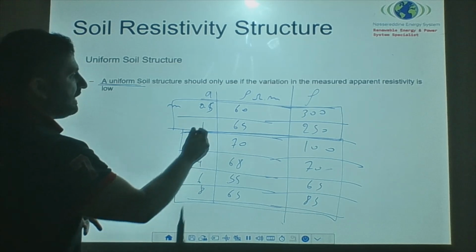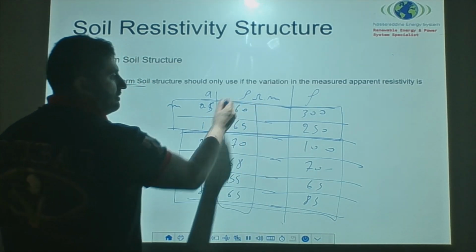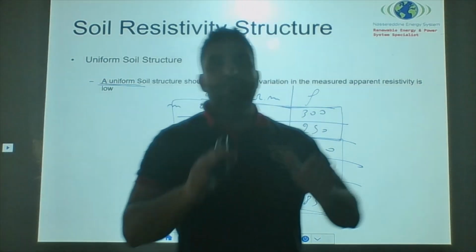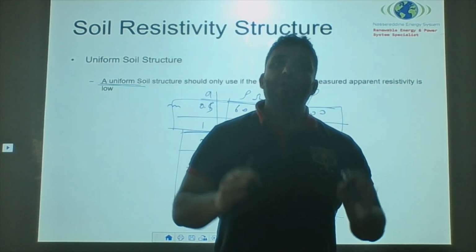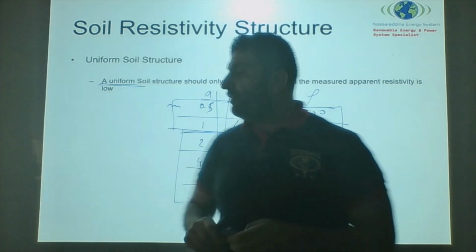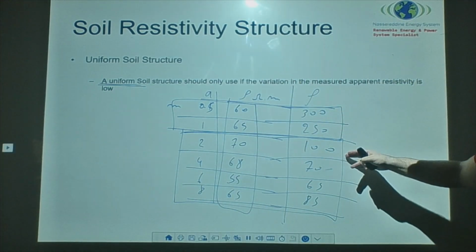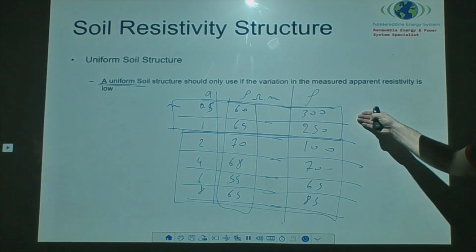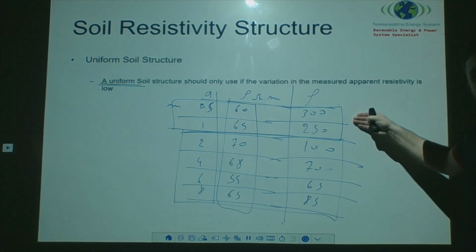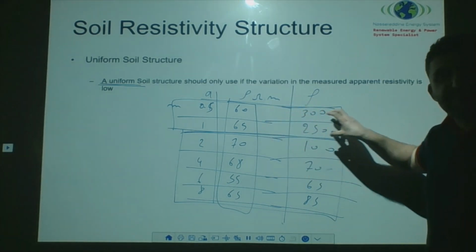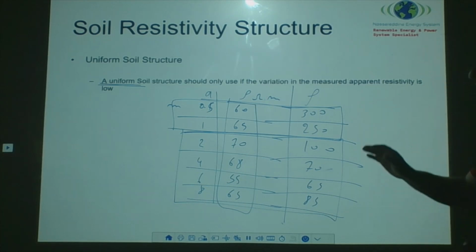So if you have a small variation, I think in my personal view, 10% should be acceptable. In some cases, 20% is acceptable when it comes to variation. But when you have 300% variations, you shouldn't. Because if you add this to this, it will make it dominant, and this is the top layers. So you have to be very careful.